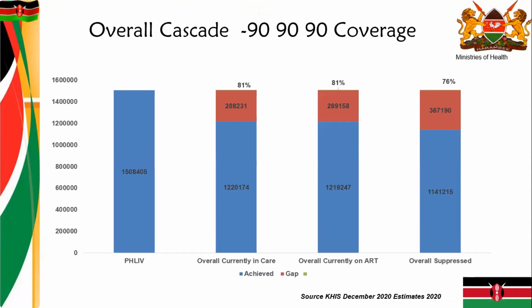For the 90 coverage, here we're looking at coverage. Where are we at? This was as of December 2020. We have 81% in terms of identification, 81% putting the ones that have been found on ART, and 76% for those that are virally suppressed.